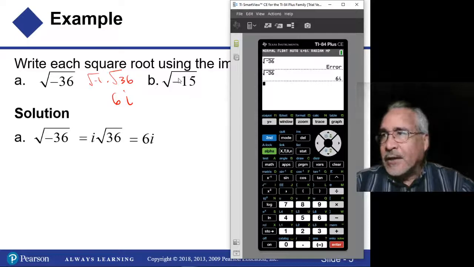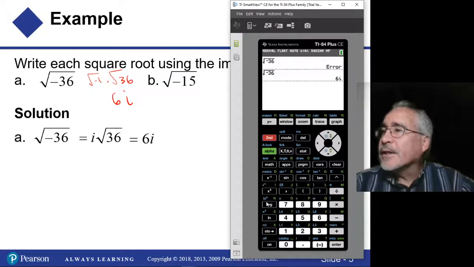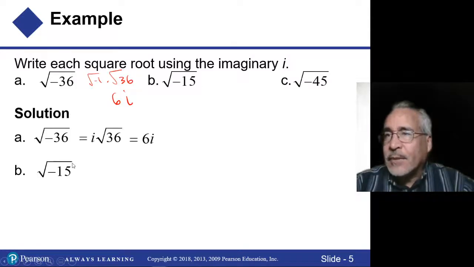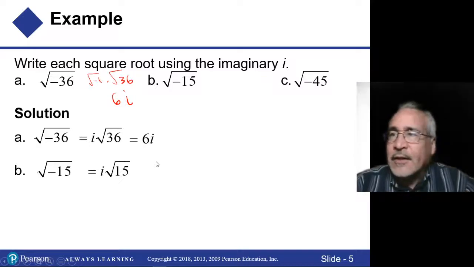Cool. I could do it with 15. Square root of negative 15. Again, 15 is not a perfect square, so it gives me this decimal equivalent times i. Here, they're going to just leave it as i square root of 15, and that's all they're going to say.